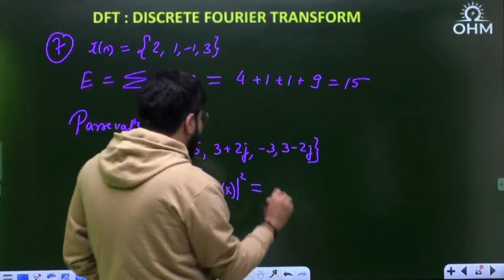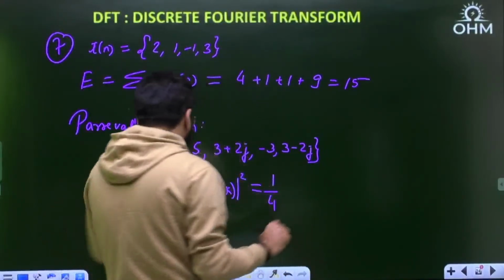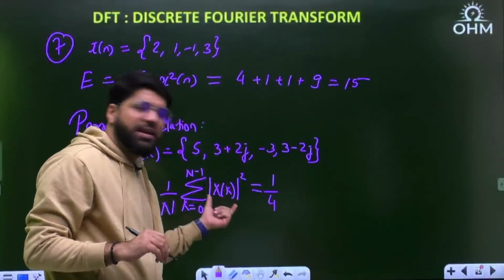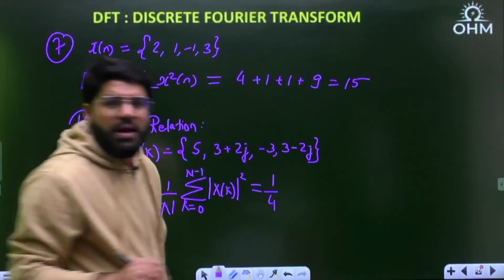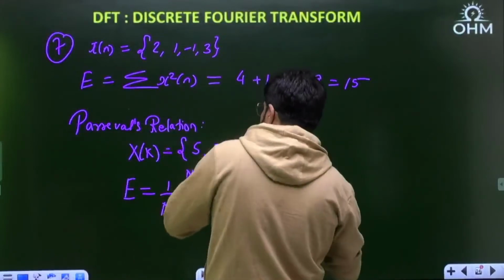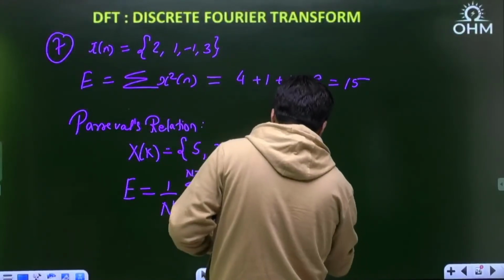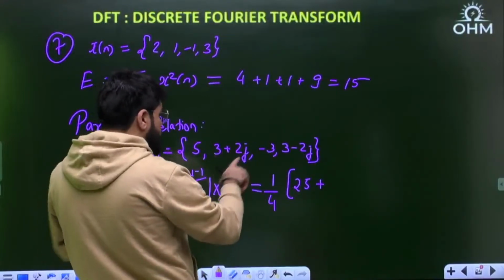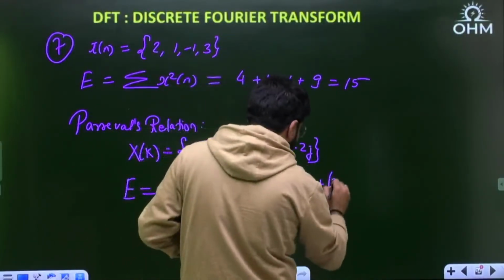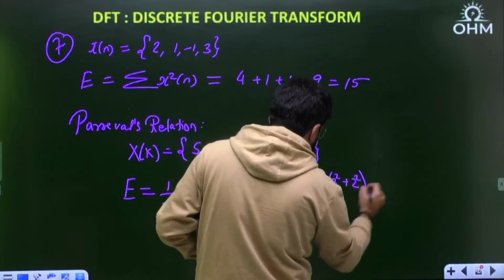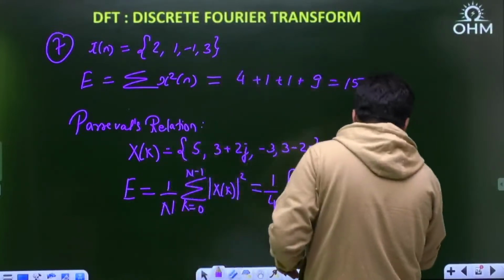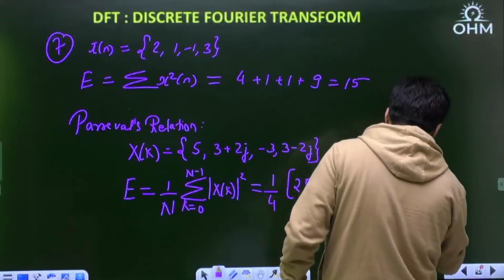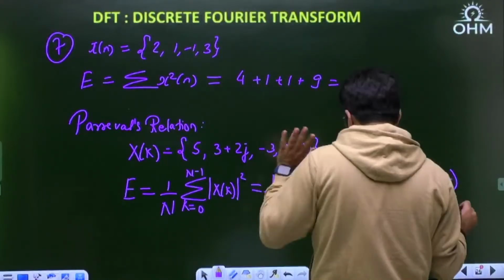So 1 upon n, that is 1 upon 4, n is 4, times the summation of modulus xk whole square. That means if you take any complex number, first take the magnitude of the complex number. 5 is anyways real, so 5 squared is 25. Then what is the modulus of 3 plus 2j? Under root of 3 square plus 2 square, but when you take the square, the under root will cancel. So it is 3 square plus 2 square. Then next, minus 3 square is 9 only. Then 3 minus 2j, magnitude 3 square plus 2 square only. No under root is required because anyways I'm going to do the square.